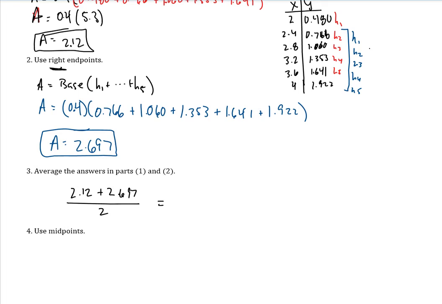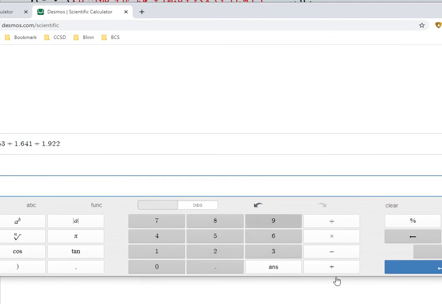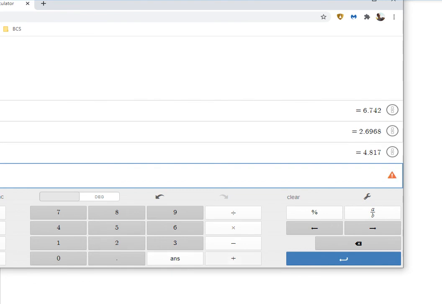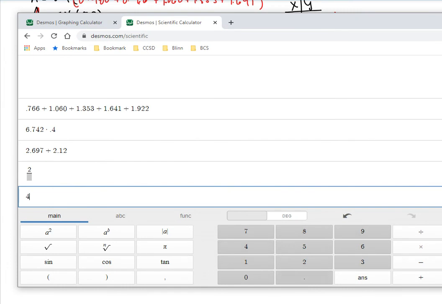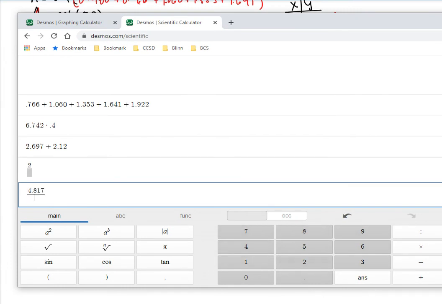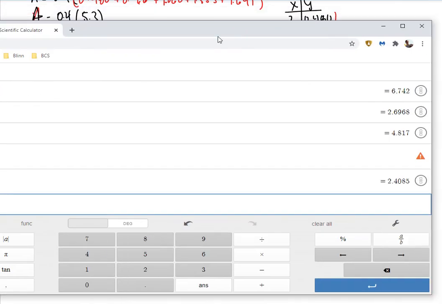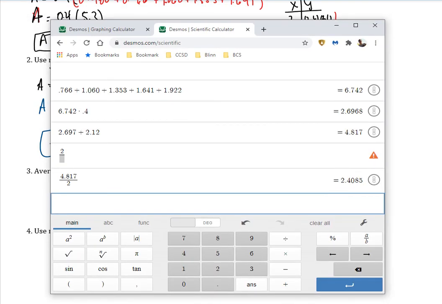Okay, so now one more time back to this. 2.697 plus 2.12, and then we'll hit enter. And then we'll just divide that by 2. Oh, I messed it up. 4.817 divided by 2. Okay, so sorry. This calculator's a little big. I could have shrunk it. There, that would have been better, huh? Sorry. Okay, so 2.40, we'll do it again to 3 decimals, 2.409.